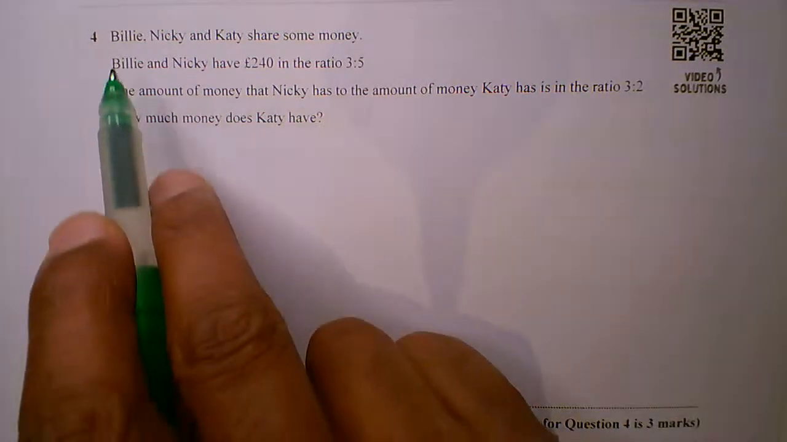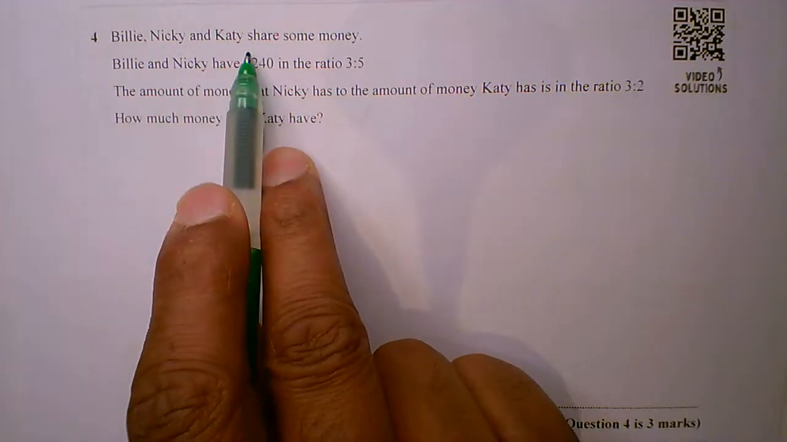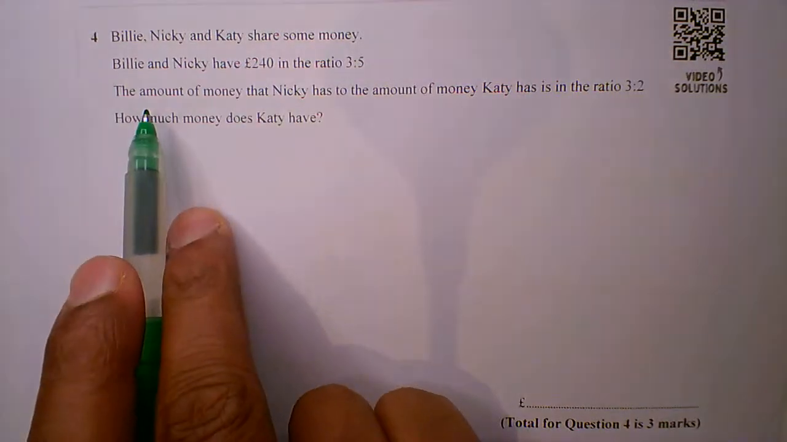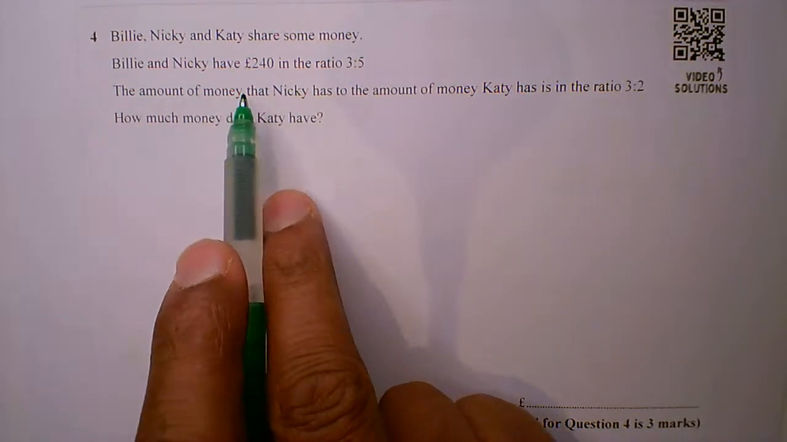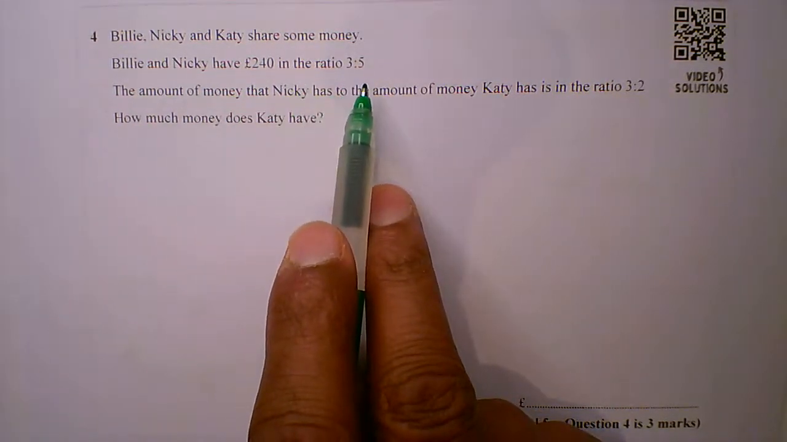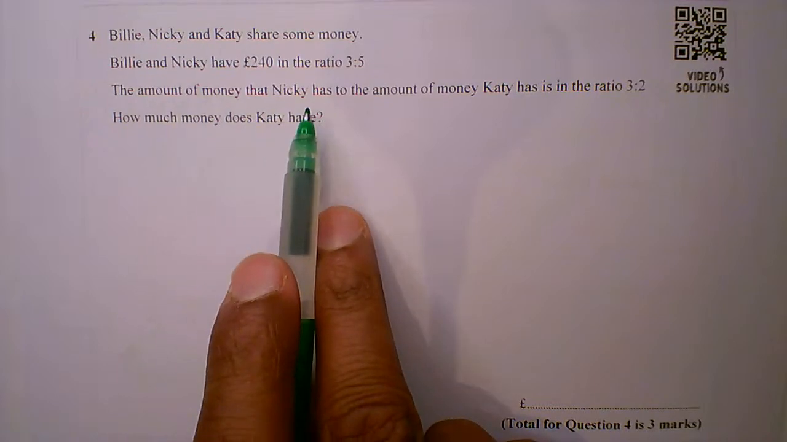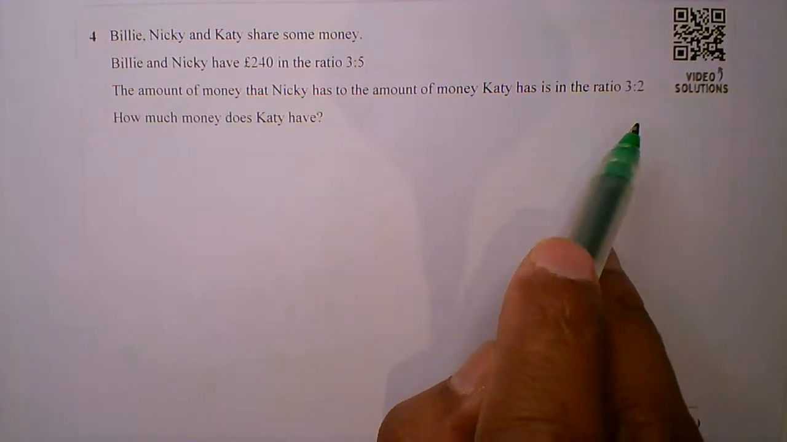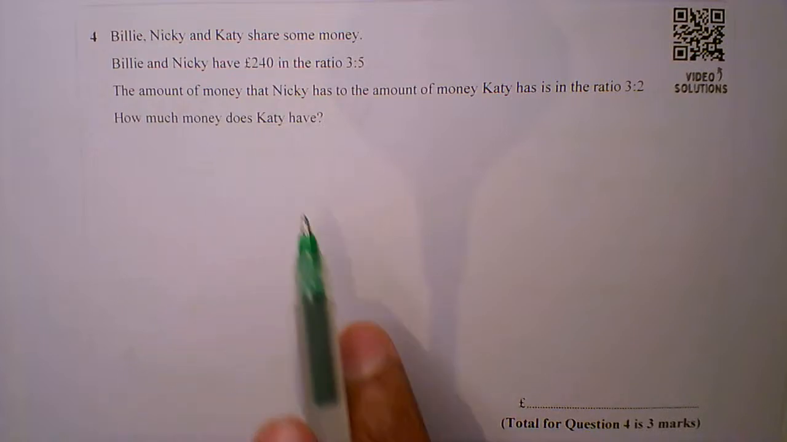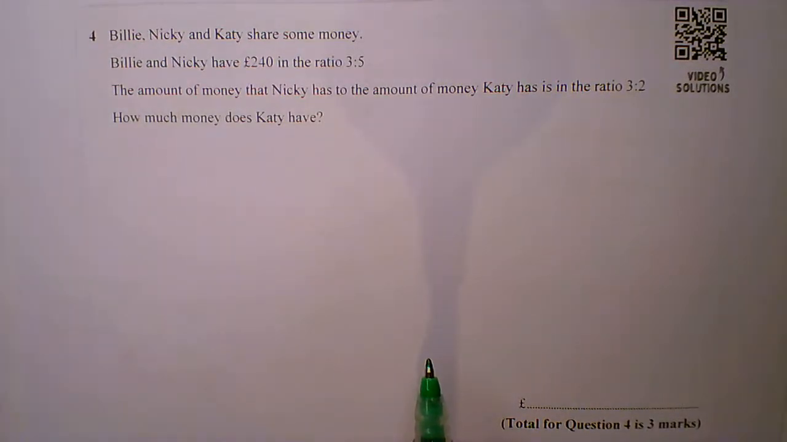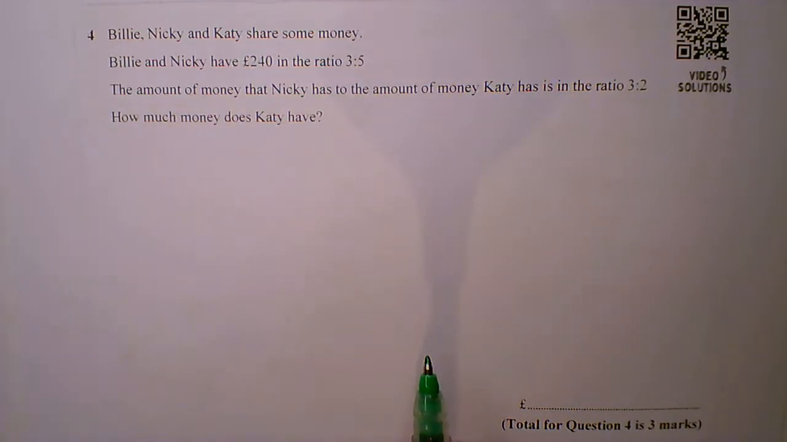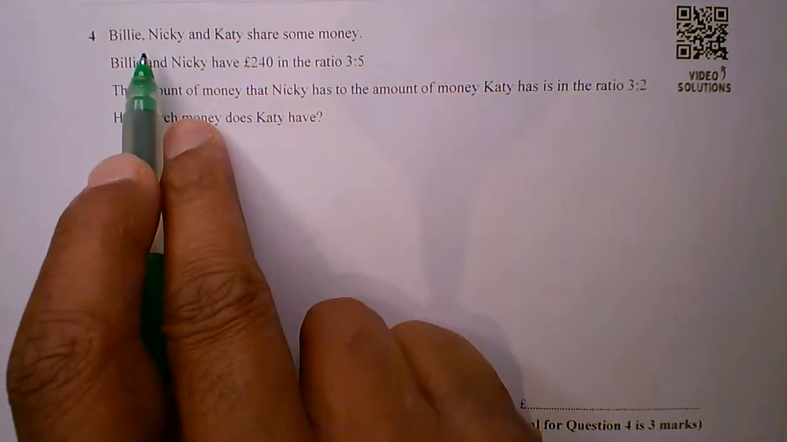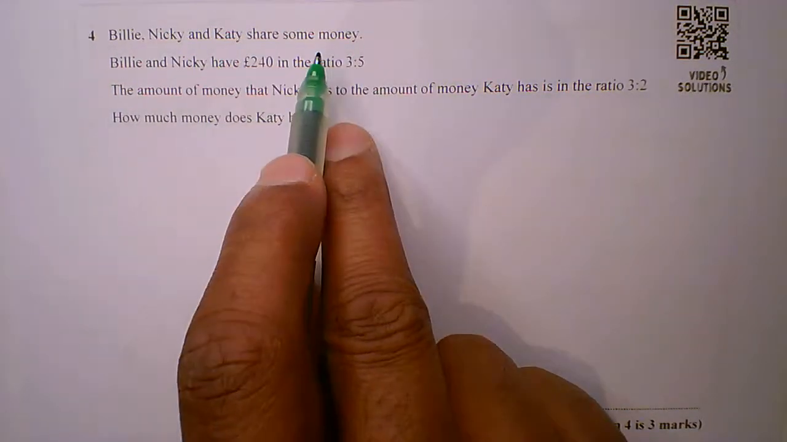Let's look at this question. Billy, Nikki, and Katie share some money. Billy and Nikki have £240 in the ratio 3 to 5. The amount of money that Nikki has to the amount of money Katie has is in the ratio 3 to 2. How much money does Katie have? So a lot of information here. So let me take each sentence. Billy, Nikki, Katie share some money. So I can ignore that first sentence.